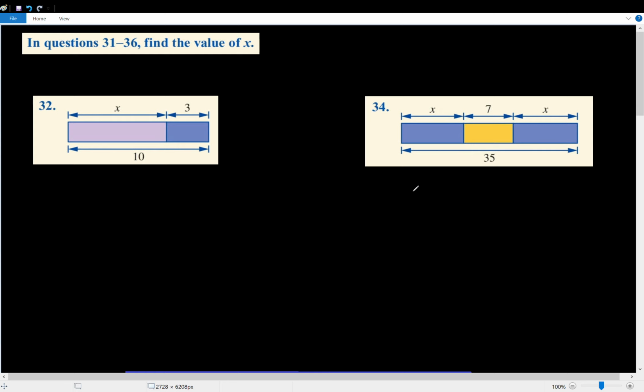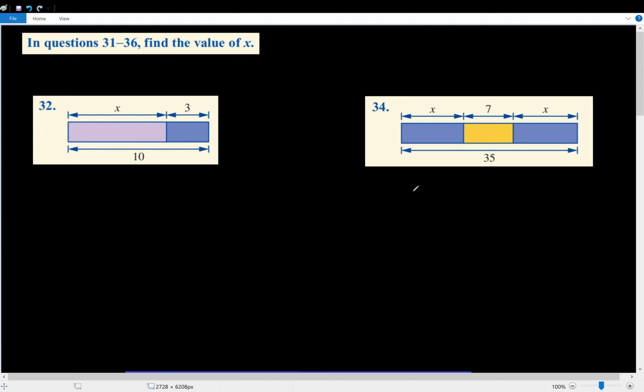This is questions 32, 34, 39 and 41 from exercise 7.3 in Project Maths 1. In questions 31 to 36 we've got to find the value of x. And we've only got examples from that section, 32 and 34, but we'll take a look at them now.